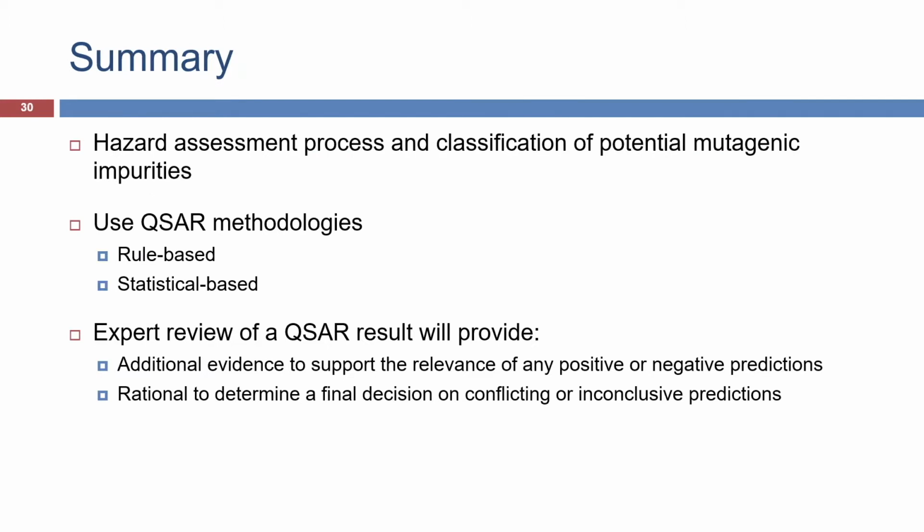So in summary, I hope I show you our hazard assessment process. How do we use it to classify potential mutagenic impurities? What is our process to use QSAR methodologies? The fact that the ICH M7 recommends to use two, the rule-based and the statistical base, and the importance of the expert review of that QSAR results to provide additional evidence to support the relevance of any positive or negative predictions, and a rationale to determine a final decision on conflicting or inconclusive predictions.